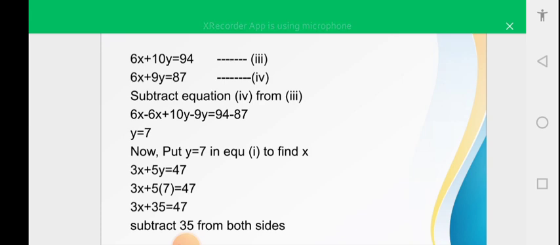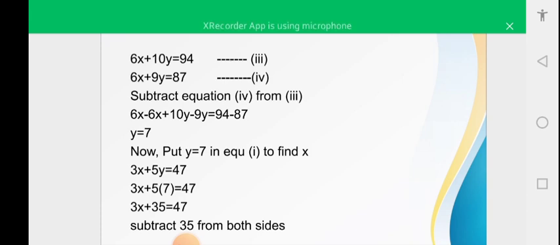So 6x minus 6x plus 10y minus 9y is equal to 94 minus 87. Already 6x minus 6x is 0. 10y minus 9y, y remains. 94 minus 87 is 7. So there is no problem here. Already y is known to be 7.